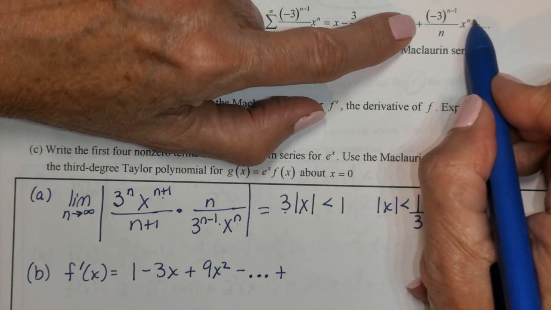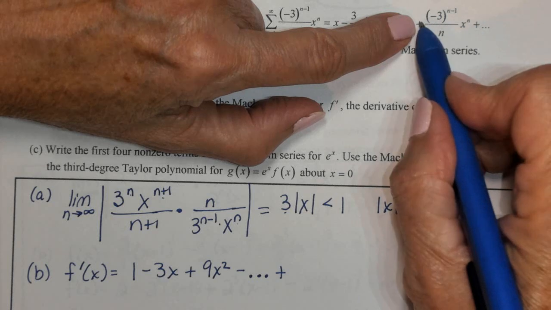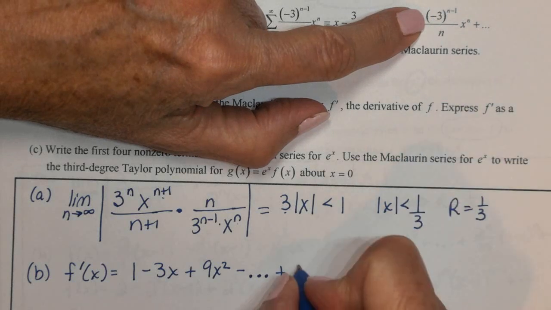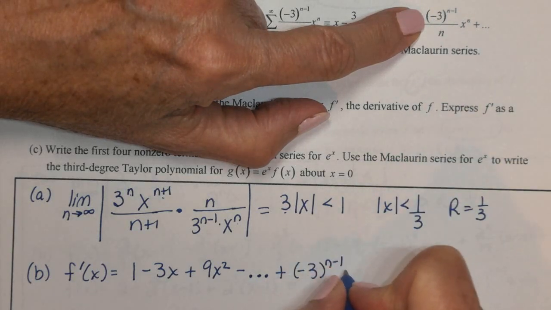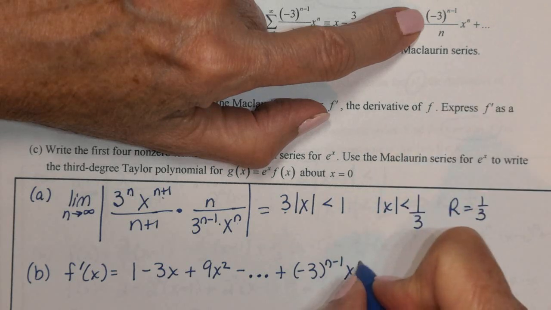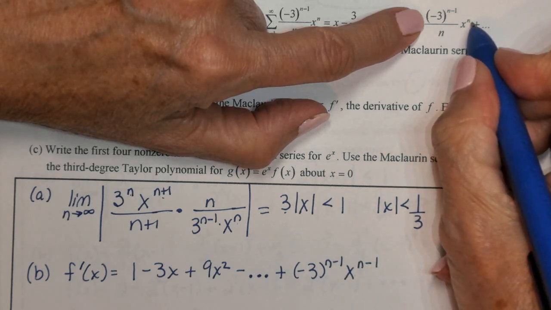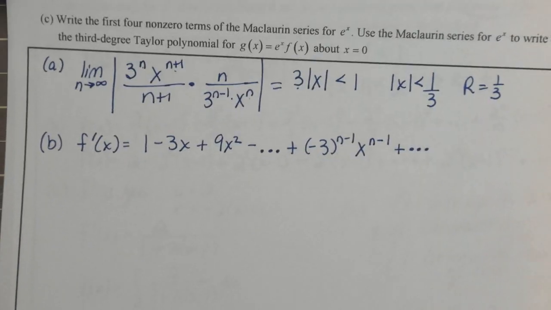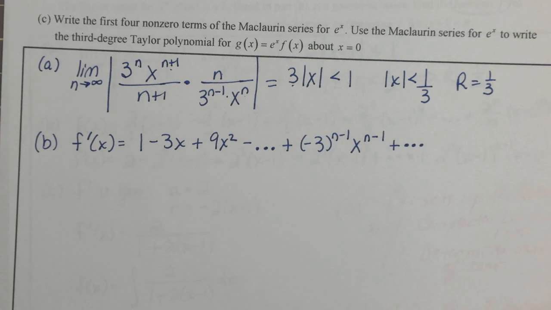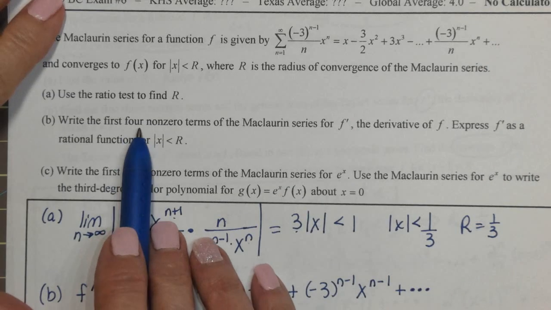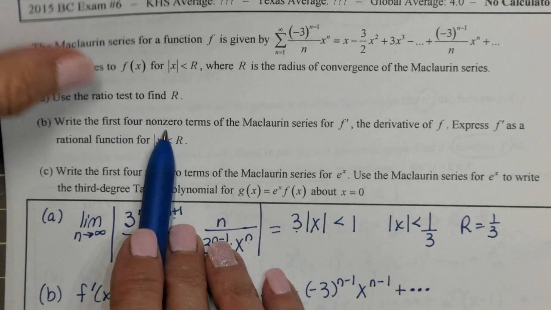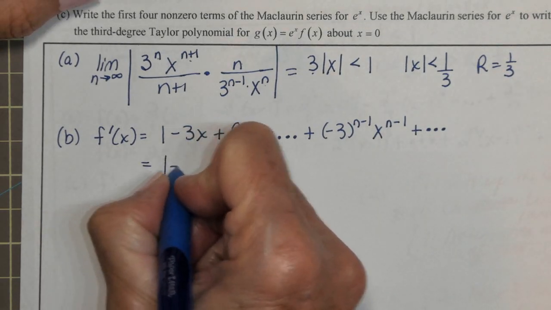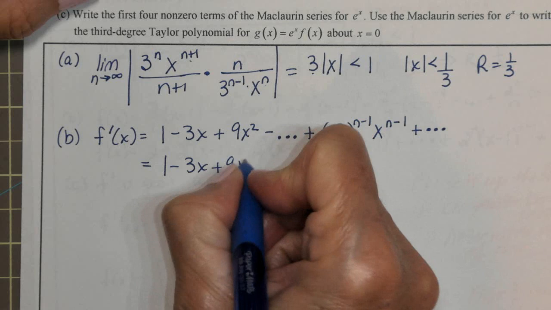Multiply n to the front. The n to the front will reduce with this n. And I'm left with negative 3 to the n minus 1 x to the n minus 1. Reduce your power by 1, yeah? Okay. So that is f prime. They did ask me to write the first 4 non-zero. Did I write the first 4 non-zero? No, I did not. So I'm going to come back and rewrite this and include the next term.